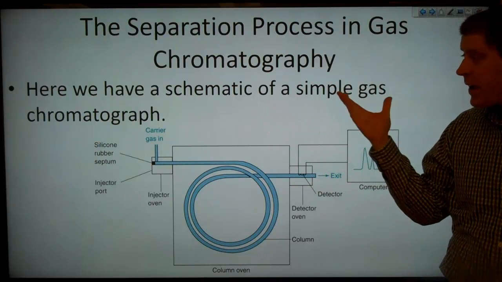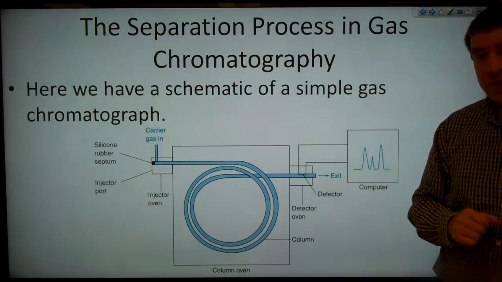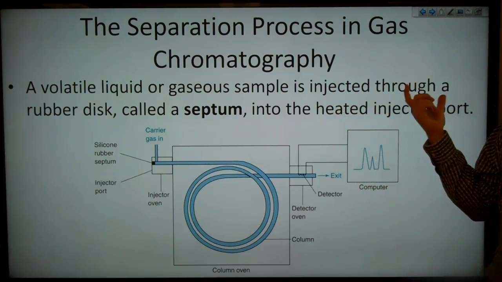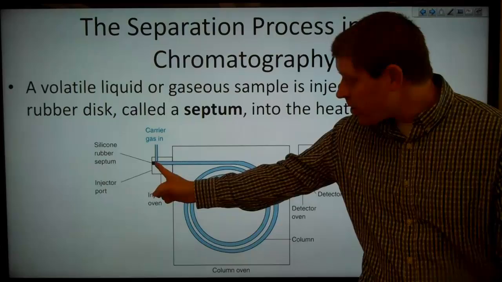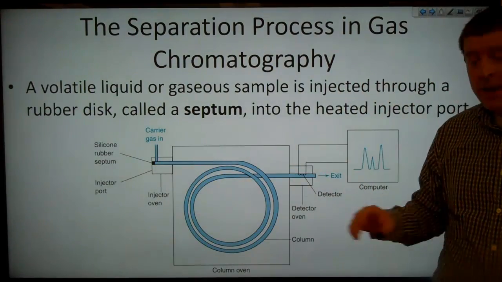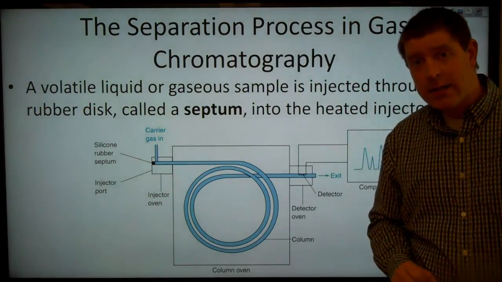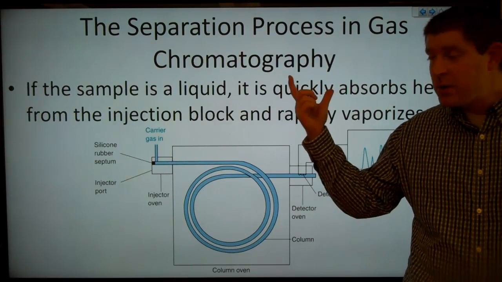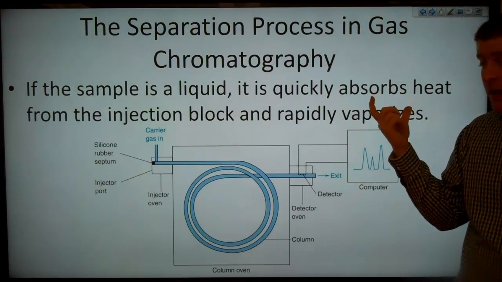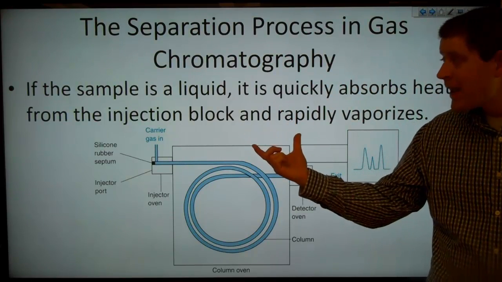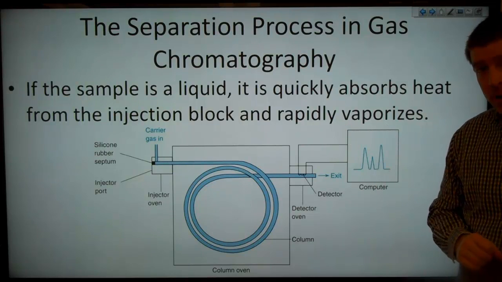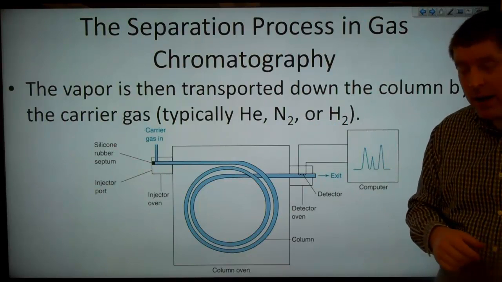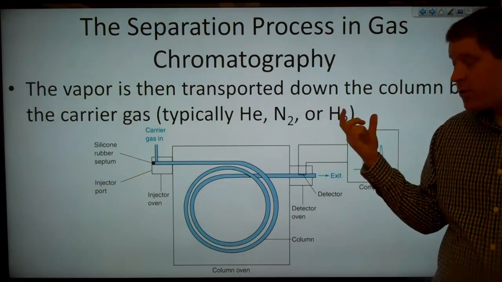So here we have a schematic of a very simple gas chromatograph. A volatile liquid or gaseous sample is injected through a rubber disc called a septum over here in our injector port. And note that the injector port is heated to keep our sample in the gas phase. So if that sample is a liquid, it then quickly absorbs heat from the injection block and rapidly vaporizes. That sample vapor is then transported down the column by the carrier gas, which is usually helium, nitrogen, or hydrogen.